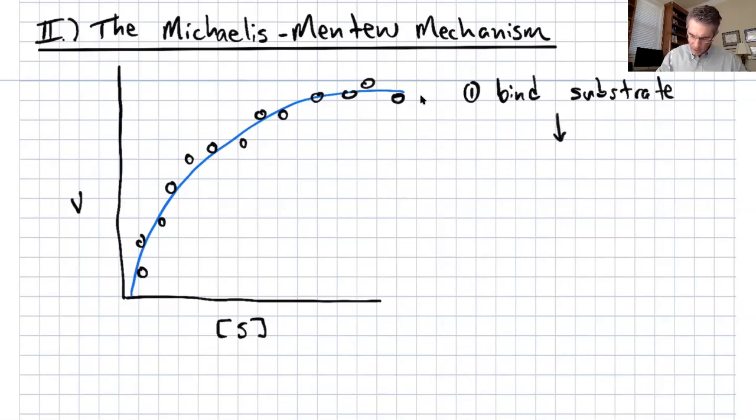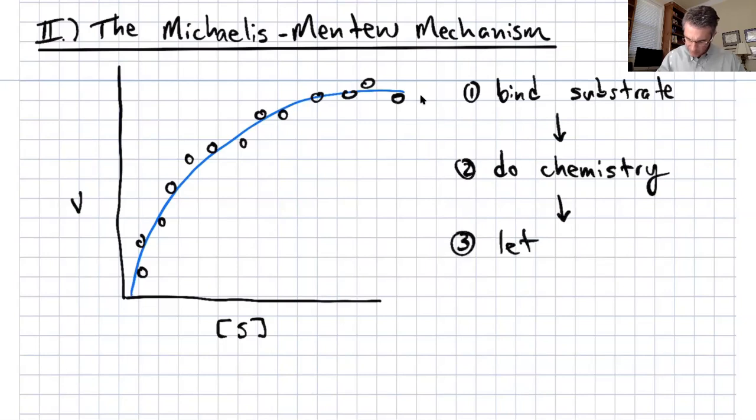And we know it's going to then have to do some chemistry. And then we know that it's going to have to let go of the product, right? We know that that's a minimal scheme, just in the big picture way in which an enzyme's going to do its thing. So what's the simplest distribution of species we can think of that would describe a process like that? So let's think about it.